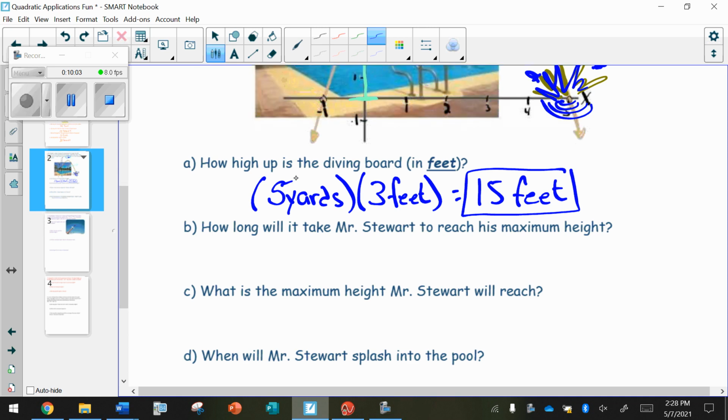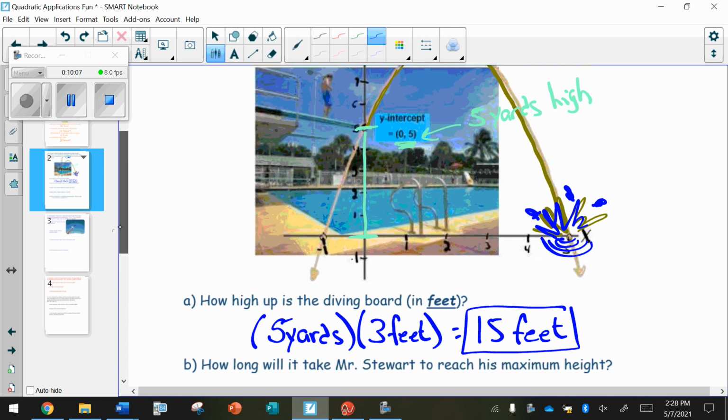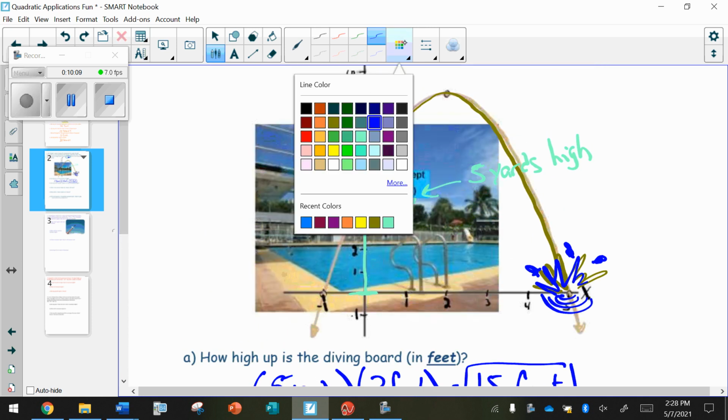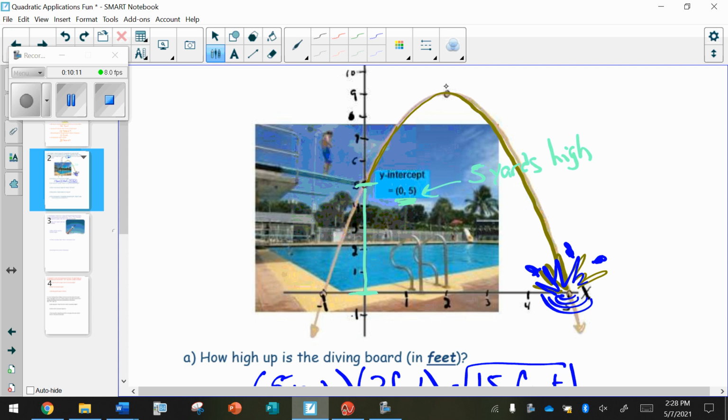The diving board is 15 feet above the pool. How long will it take Mr. Stewart to reach his maximum height? Well, according to the graph, what we have shown here, the maximum height happens after 2 seconds.